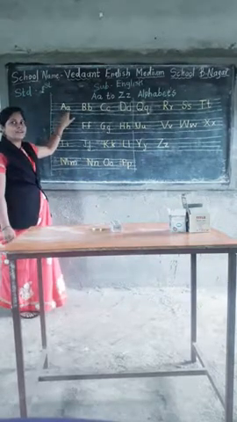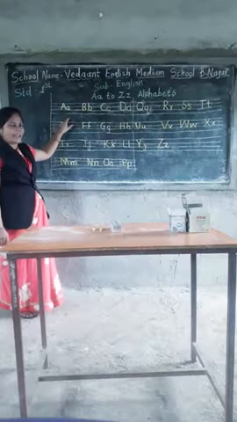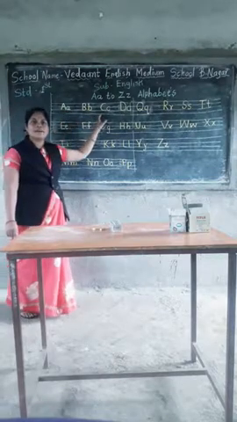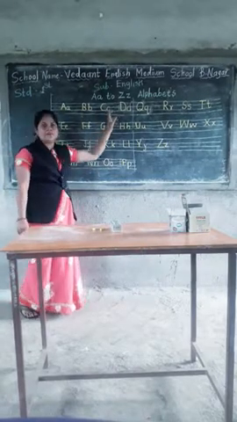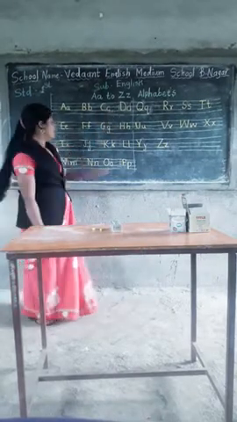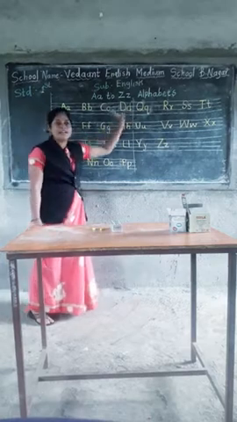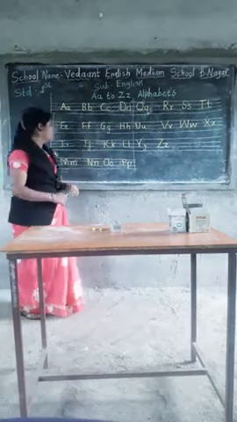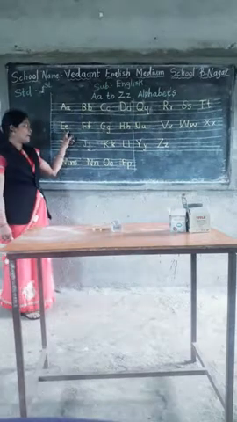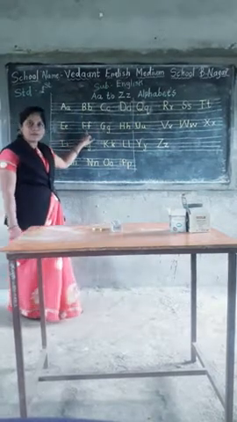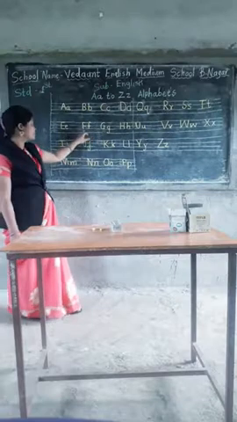Capital A, small a, says a. Capital B, small b, says b. Capital C, small c, says k. Capital D, small d, says d. Capital E, small e, says a. Capital F, small f, says f.